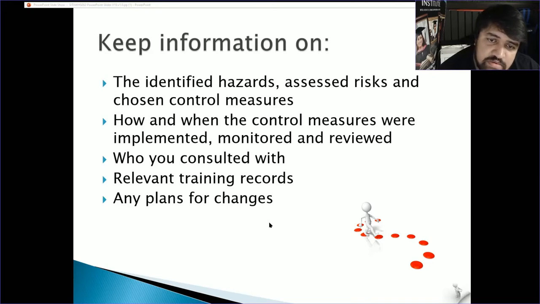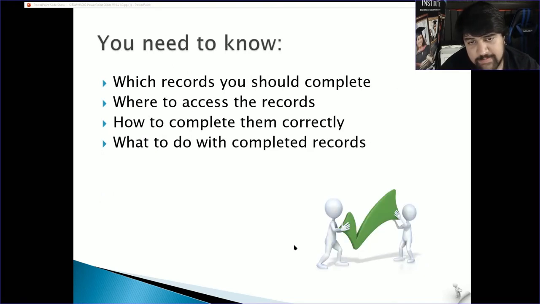So you want to have your control measures in those documents. You want to think about how you're going to implement and monitor these measures, who you're going to consult with, what sort of training you've done at the workplace, and any further changes you want to make in the future. You also want to remember which records you should complete and when. Think about what the schedules are for those, where you're going to keep them, and if they're completed correctly. If you're doing it for the first time, maybe have a manager who's done it before observe you, so they can push you toward the correct process to follow, and what to do with completed records.